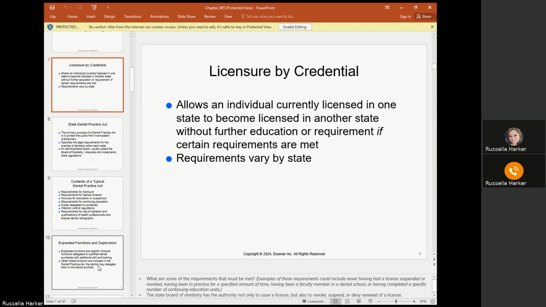So, licensure by credential. Having a license to practice in a specific state is one method of supervising individuals who practice in that state. So we need to have a currently licensed individual in one state to become licensed in another state without further education or requirement if certain requirements are met. And the requirements vary by state. So this is not only for dental hygienists and doctors, this is also for dental assistants. They do have reciprocity in some states for certain dental licenses for assistants.